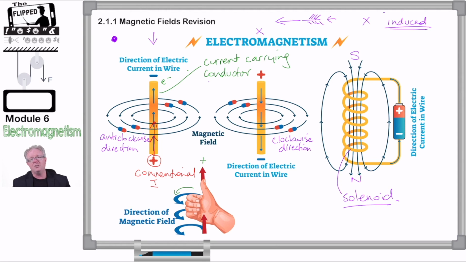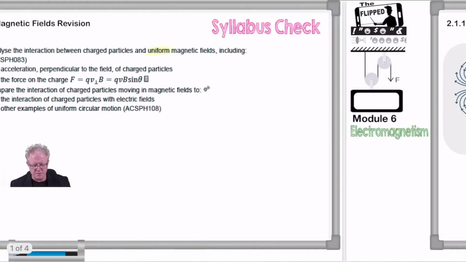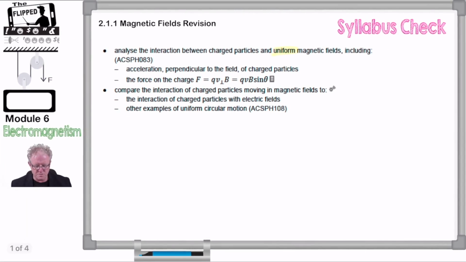In the next video we're going to be looking at what happens if a charge is moving by itself, because if you remember, our syllabus dot point says that we have the interaction between charged particles and a uniform magnetic field. So when the field is stationary but a particle is moving within it, what happens? I'll see you in that.